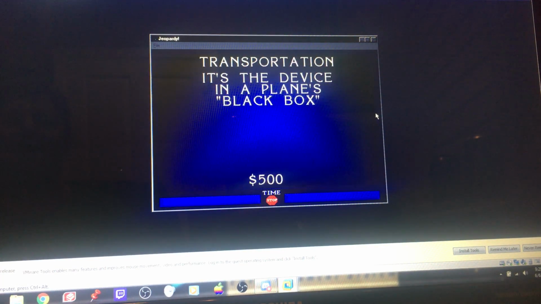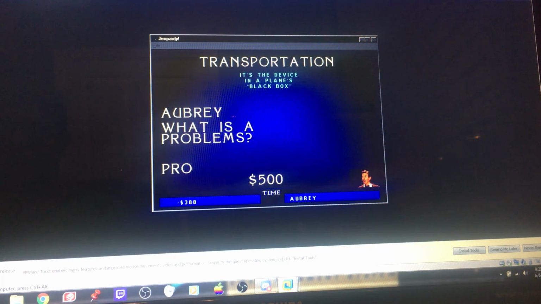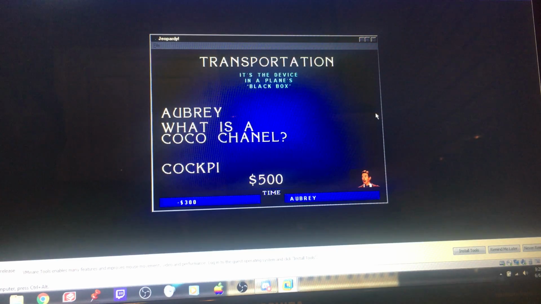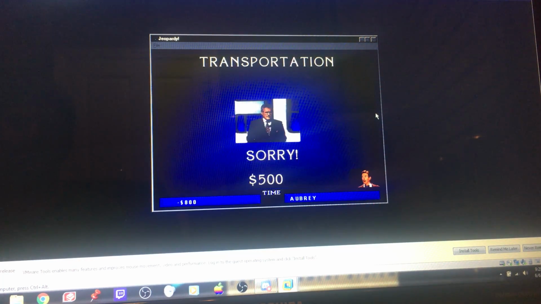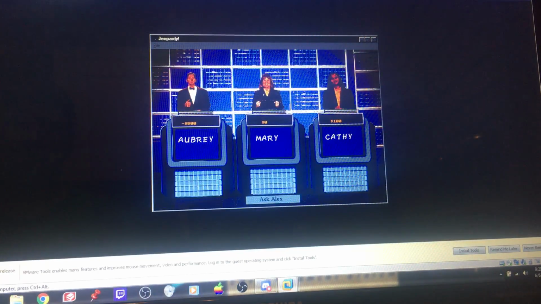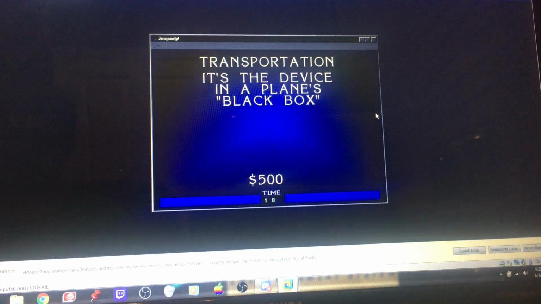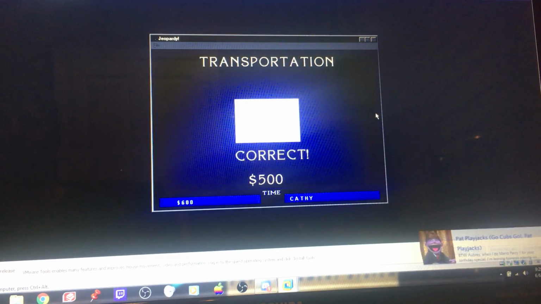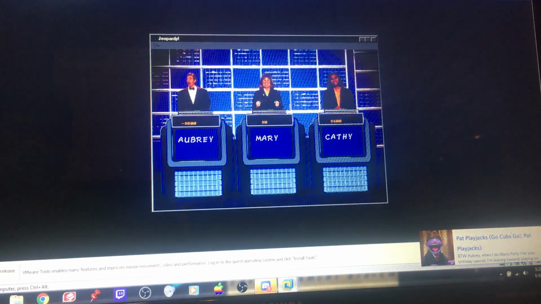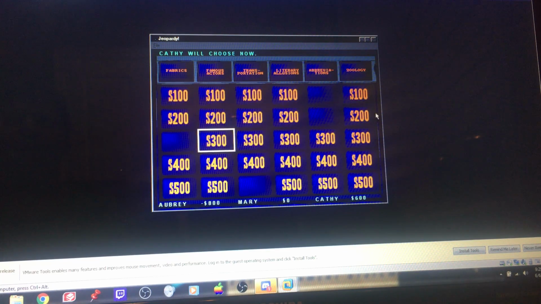It's the device in a plane's black box. What is a propeller? No. It's the device in a plane's black box. What is a... I don't know. Sorry. Wrong. Not off to a good start, but I can rebound. It's early. Very early. A flight data recorder. You're right. All right.